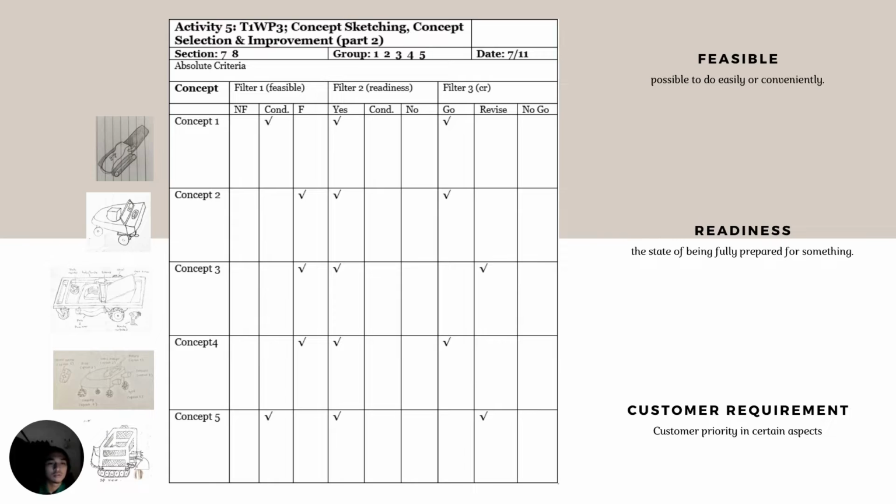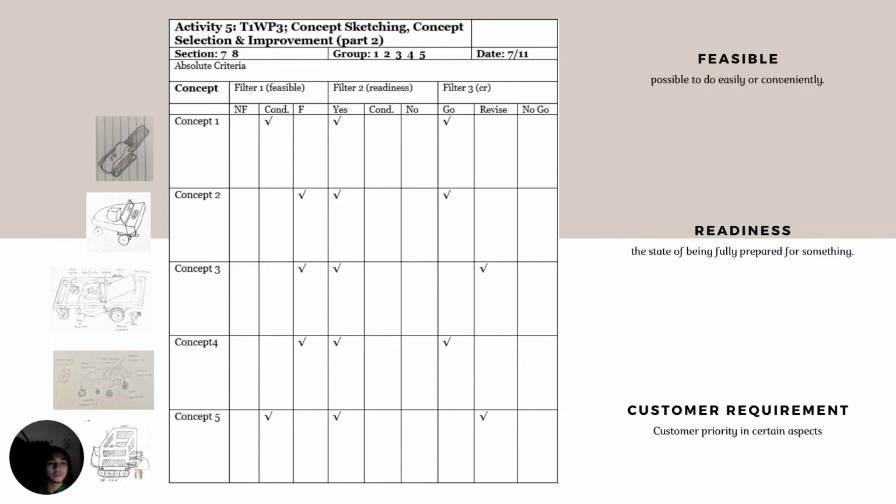Secondly, Concept 2 from Tasnem and Concept 4 from Ammar. Concepts 2 and 4 are easily feasible due to their simple design. In terms of readiness, the market has the spare parts, and the materials are globally ready. These two concepts also tick all the customer requirements.